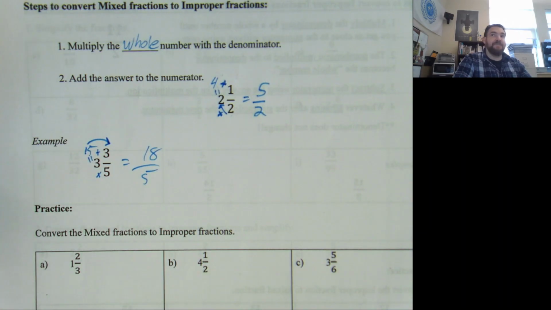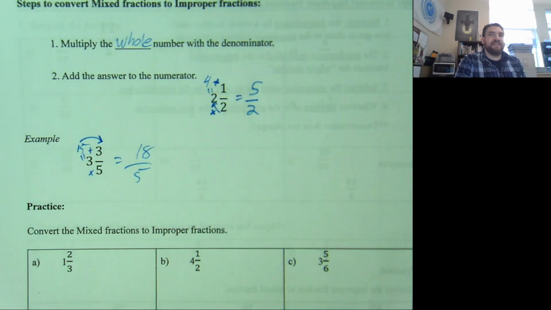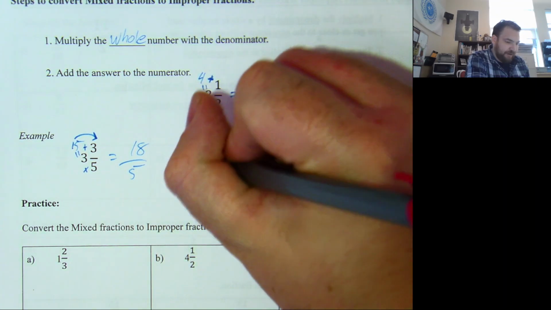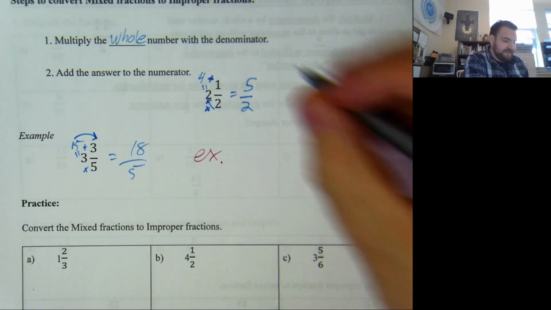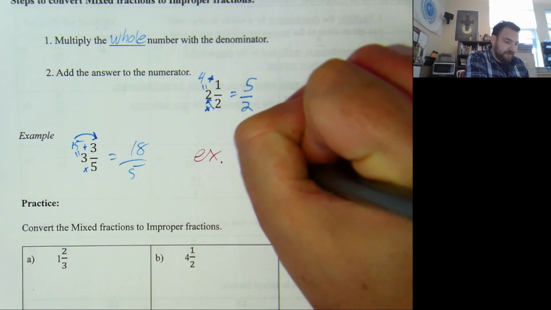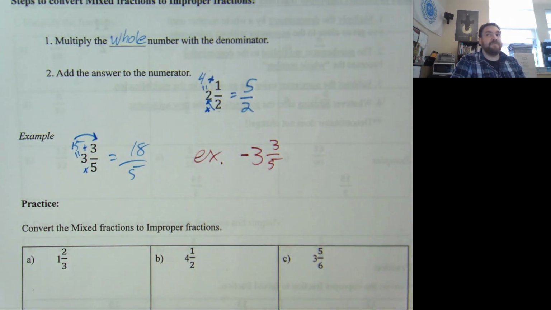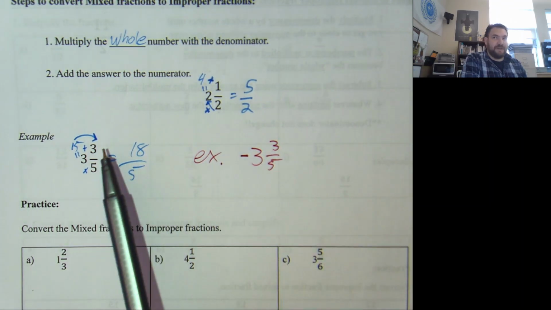Now, the fun comes when I start to tweak these questions ever so slightly, and I give you something that looks like this. What happens if I make this whole thing negative? Let's take the same question and say, okay, I've got negative 3 and 3 fifths. How do I deal with this? There is a very common mistake I see with this question that you don't see with the other question.